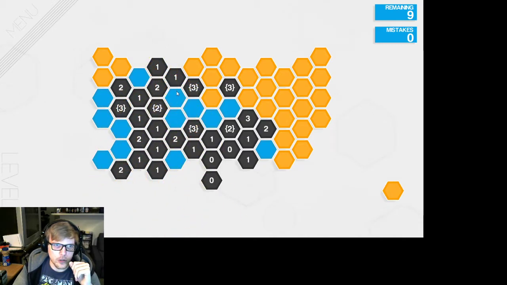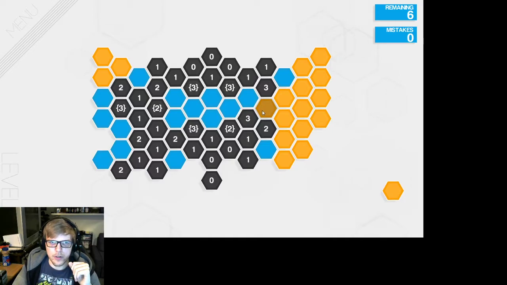This 1 is adjacent. We have a 0, another 0, another 0. This 1 forces this one. That's also in line with this 3 curly brackets. This 3 curly brackets forces this one to be blue. This one is adjacent. This one forces this hex to be blue. This 3 forces this hex to be blue.